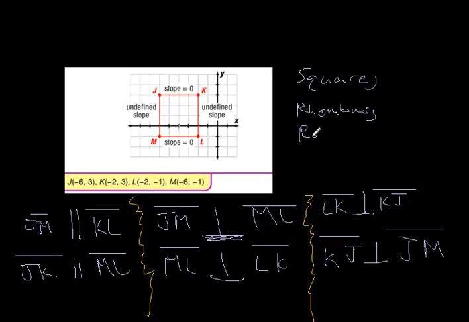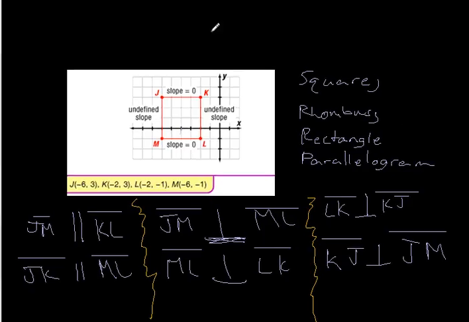Well, is this a rectangle? Absolutely, because it has four right angles. What about a parallelogram? Absolutely, it's a parallelogram. So what four names can you call this figure? You could call it a square, a rhombus, a rectangle, or a parallelogram.